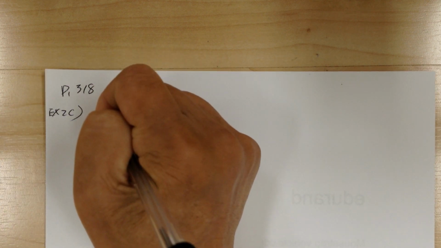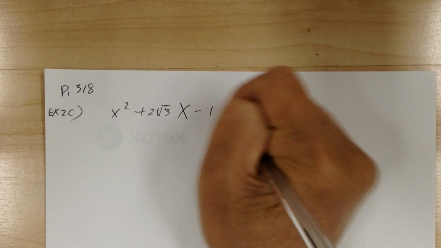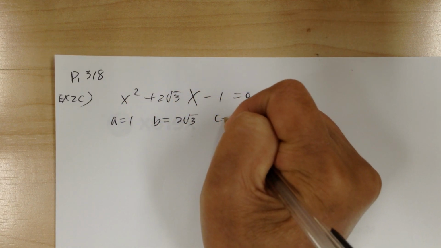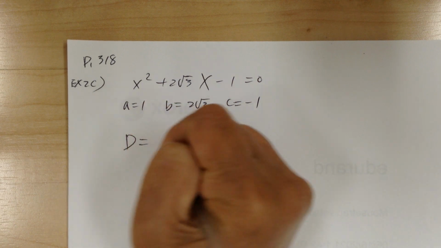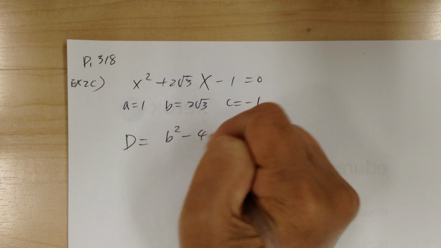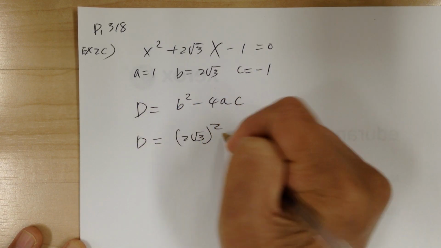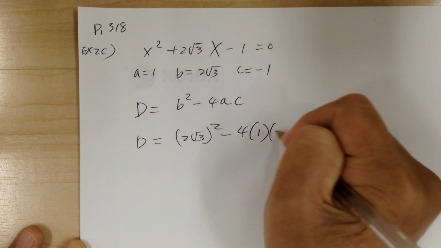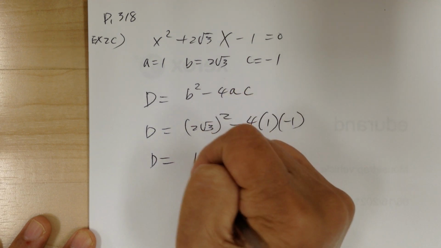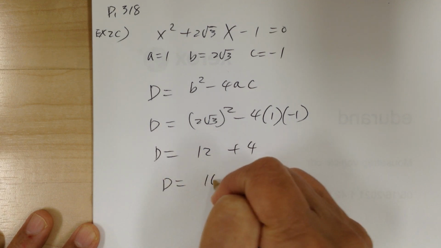Example 2c, you have x squared plus 2 square root of 3 x minus 1 equal to 0. So you've got a equal to 1, b equal to 2 square root of 3, c equal to -1. So you can figure out your d. d equal to b squared minus 4ac. So d equal to 2 square root of 3 squared minus 4ac. So d equal to 12 plus 4. So d equal to 16.